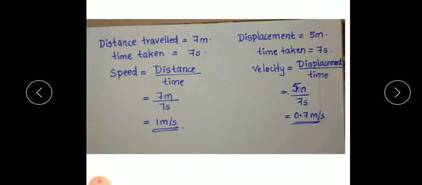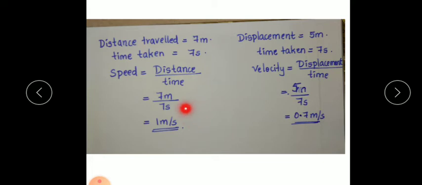Then how much distance he traveled in 1 second. How can we find this? Divide this distance by time, so we get 7 meter divided by 7 second, which gives how much? 1 meter per second. So what does this 1 meter per second say? The boy covered 1 meter in 1 second. So this is known as speed. The distance covered in 1 second is known as the speed of the boy.